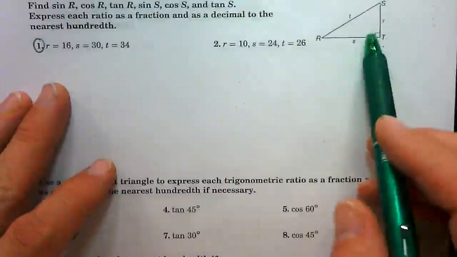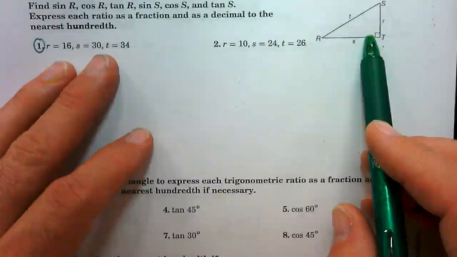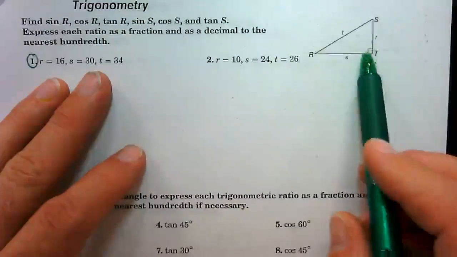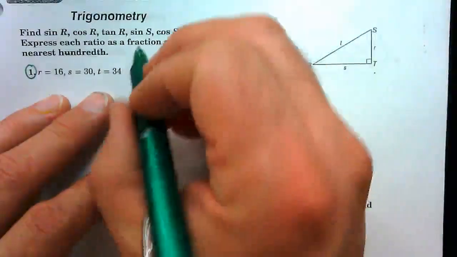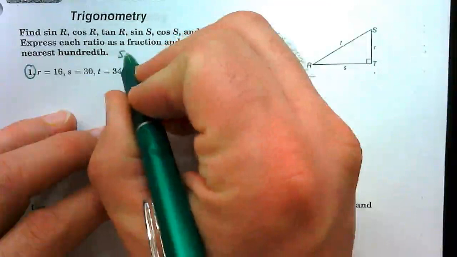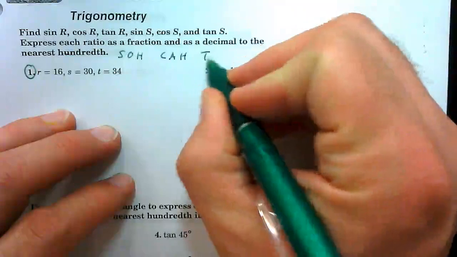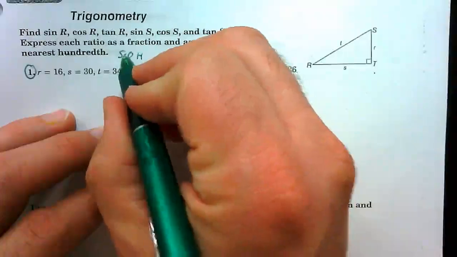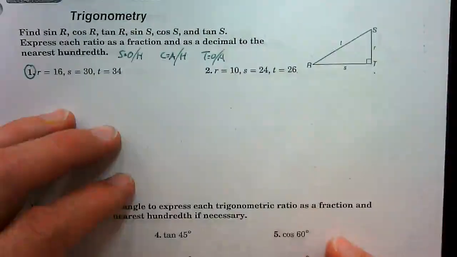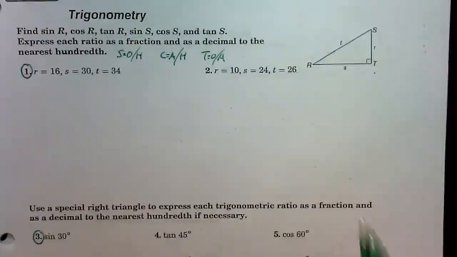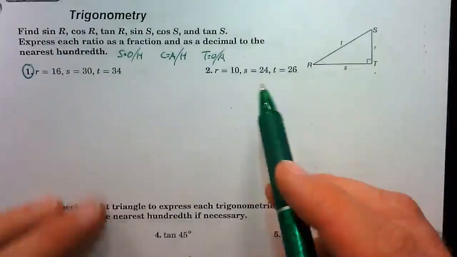On the first problem, they give you a triangle over here off to the side, and they give you the lengths, and they ask you to find the sine, cosine, and tangent of both r and s. So if we're using this triangle, first thing, I'm going to go ahead and write out SOHCAHTOA so that I remember what everything is. SOHCAHTOA, which is sine equals opposite over hypotenuse, cosine is equal to adjacent over hypotenuse, tangent is equal to opposite over adjacent.